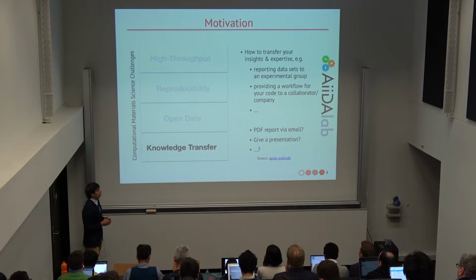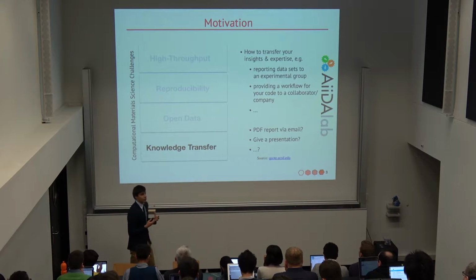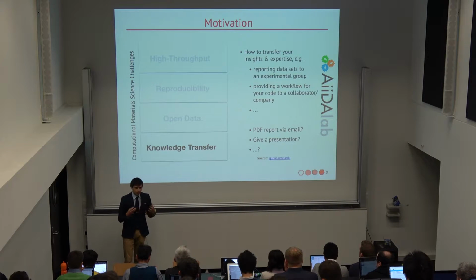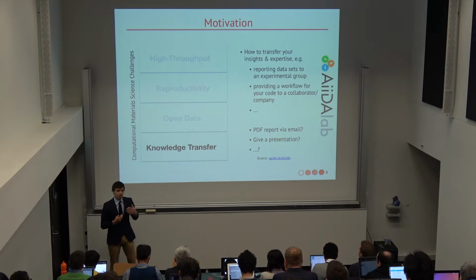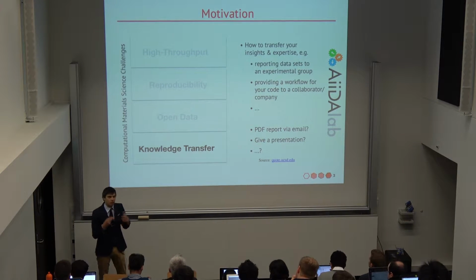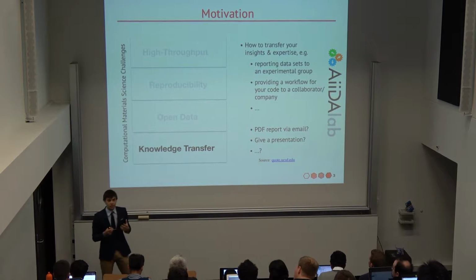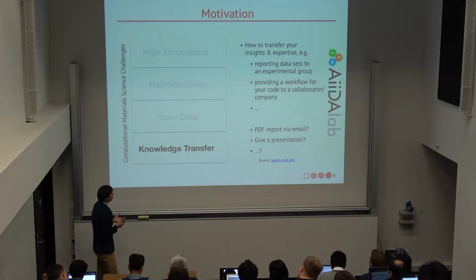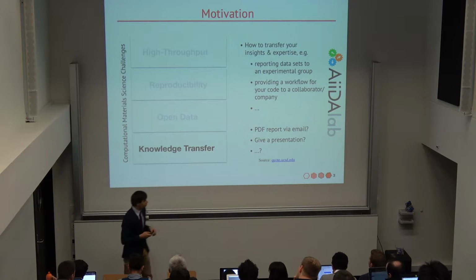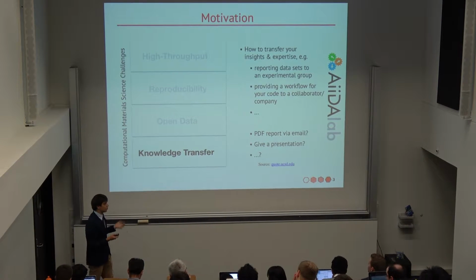So, a little bit about motivation. One of the important things in science is to transfer your knowledge. If you develop a schema or a method, you might want to share your method with somebody else. But of course, you need to know how to program, or you maybe need to write code that will embed your scientific knowledge in these things. And then sometimes it's quite hard. Another thing that you want to do is to provide your data to somebody else. And the way you do it, you make a PDF report via email, you give a presentation.